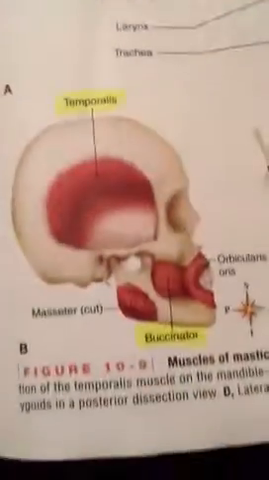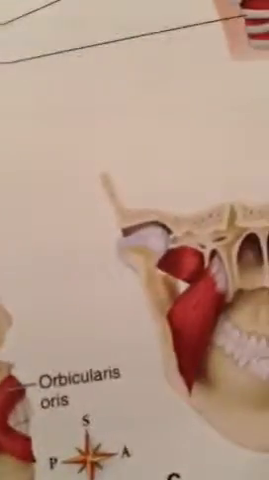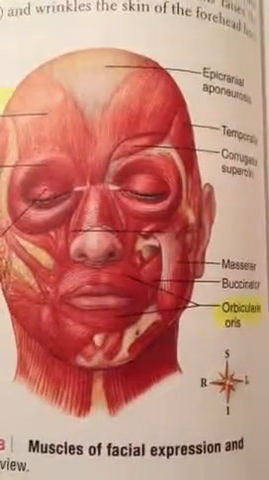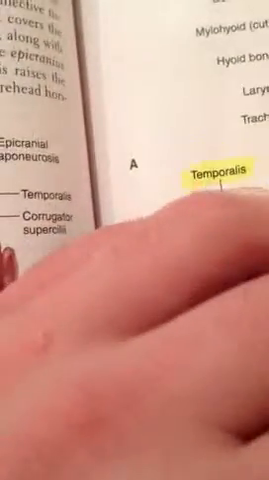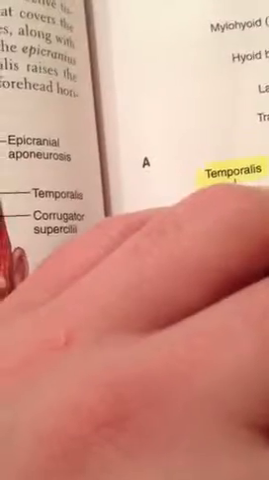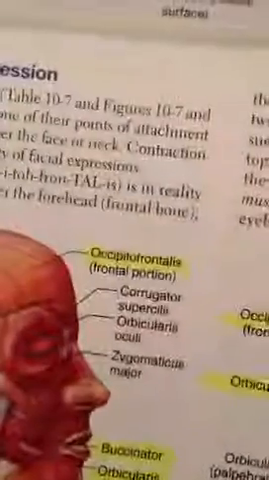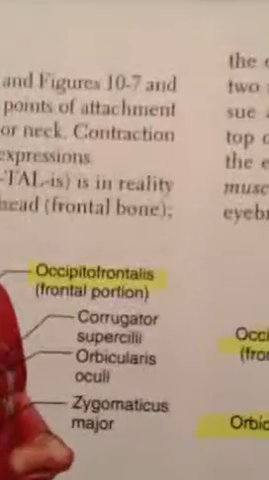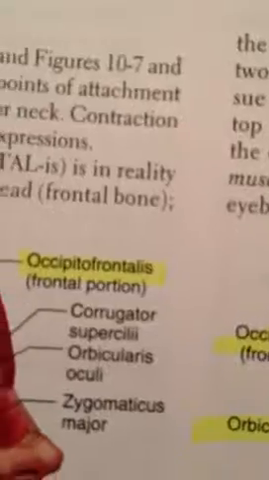Again, we see temporalis here and buccinator. We also have orbicularis oris, and occipitofrontalis. That's how you go.